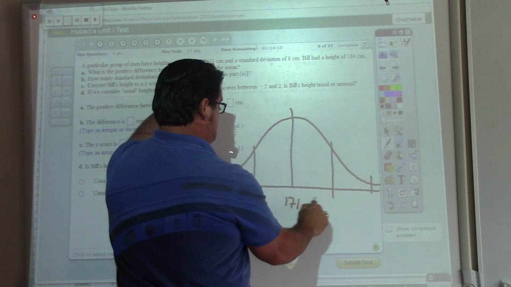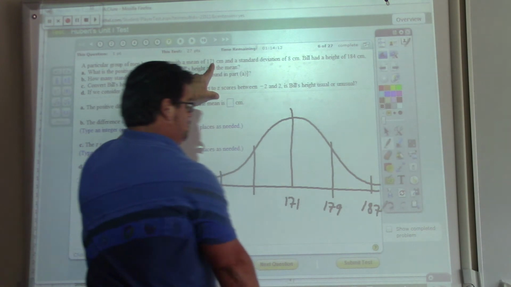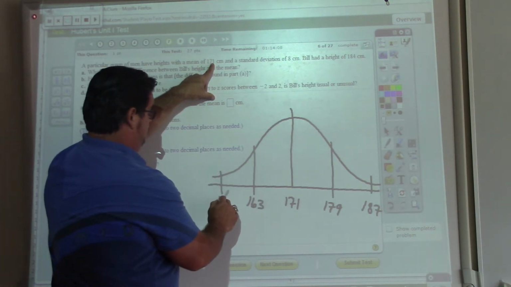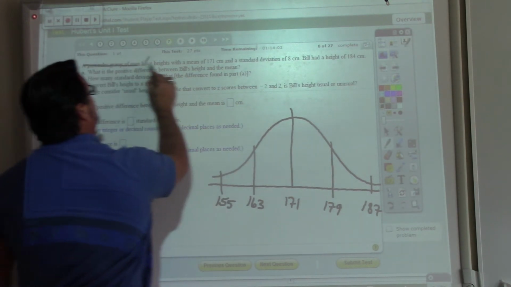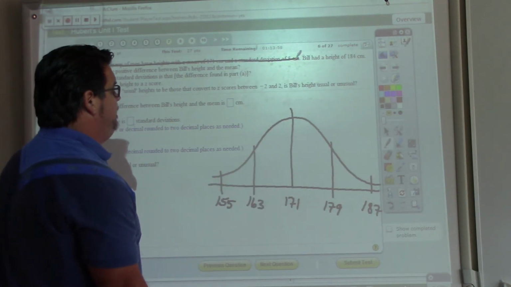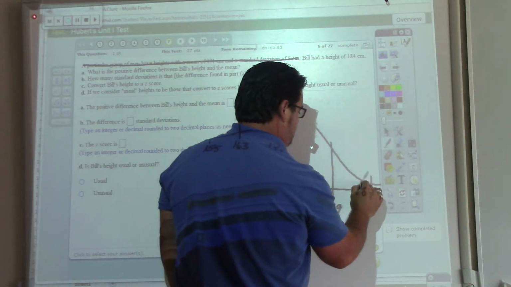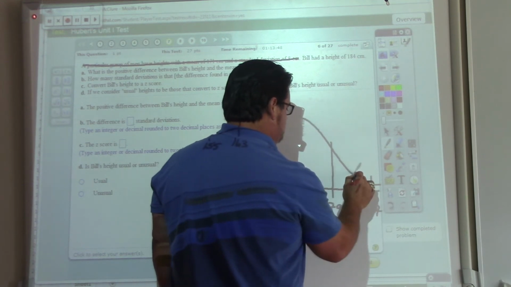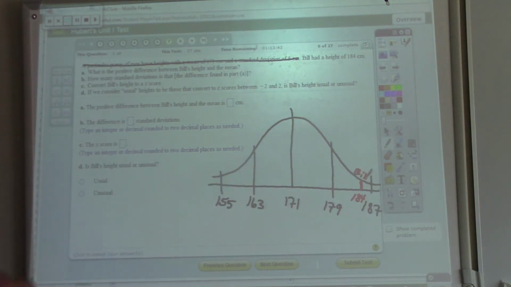$171, $179, $187, $163, 155. Okay, so that takes care of all of that. Bill has a height of 184. So we'll put Bill right about here. He has a height of 184.